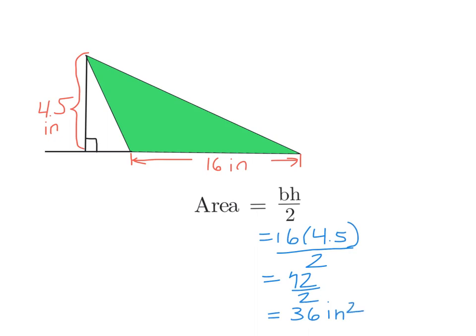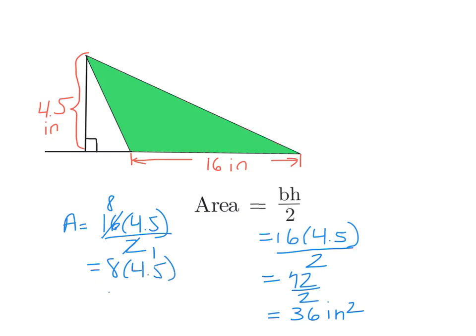Now, there is something you can do ahead of time. You can simplify this expression or this equation ahead of time by dividing top and bottom by 2. So if we did that instead, we would have, again, let's write out the problem. 16 times 4.5 divided by 2. I know 2 goes into itself 1 and 2 goes into 16, 8. So then I would have 8 times 4.5, and I get the same answer. It's still 36 square inches.